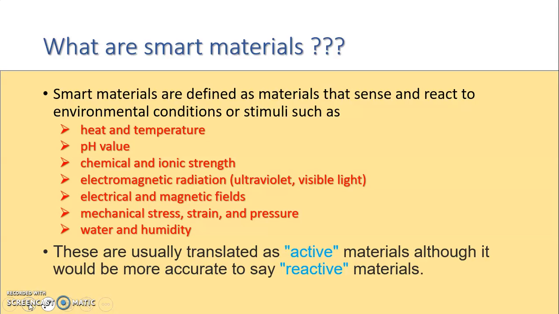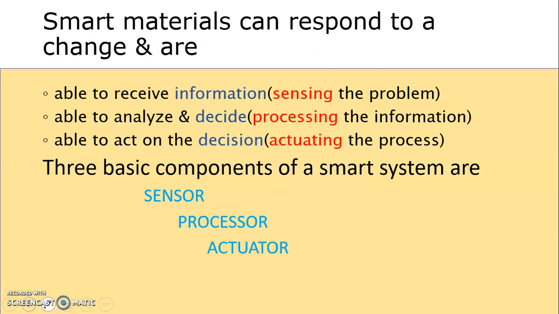That means they are actually acting like a smart person. They are usually translated as active. When we say smart materials, normally they are active materials, but the most accurate term is reactive. That is, we give an action and they react. So we can say that smart materials are highly reactive. Now, we have already discussed that smart materials can respond to a change. The materials are able to receive information, and when a system receives information, we call it sensing. That means we are gathering some information.